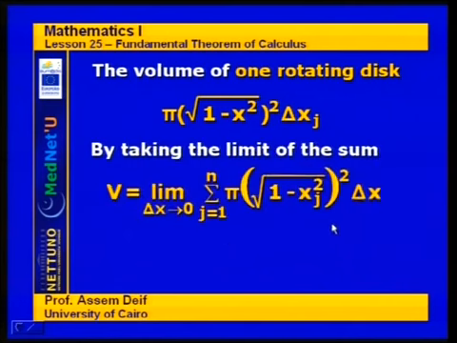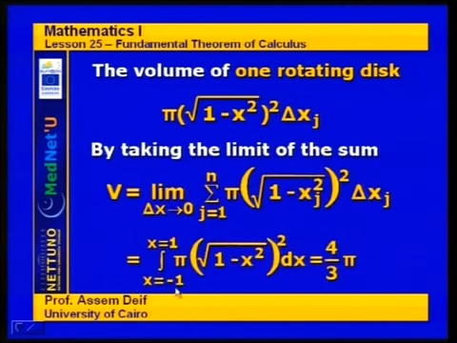So the volume of the rotating disk becomes equal to the integral from -1 to 1 of pi times f of x squared dx, and this is equal to 4 over 3 pi. And you know very well that this is the volume of a sphere of radius 1 with center at the origin, and the volume is equal to 4 over 3 pi.